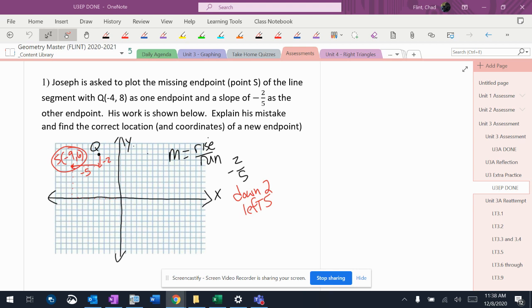So here we're trying to make sure we understand exactly what the slope does when we go onto a graph in terms of the negatives and the positives. It says the slope is supposed to be negative 2 over 5. And this person's work shows that they went down to left 5, which might seem like a great idea, but you've got to really pay attention to it.